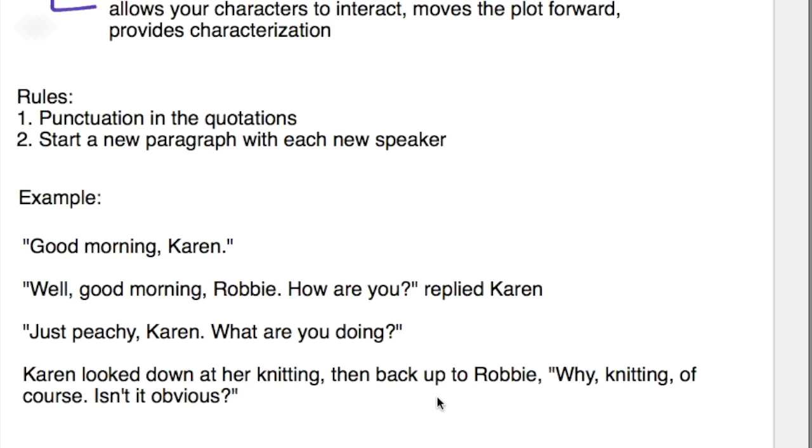It also will add organizational fluency to your writing, and it will make it easier for you to keep track of your dialogue. So, main purpose, however, is to make sure that your reader understands who's speaking. So let's take a look at my example.